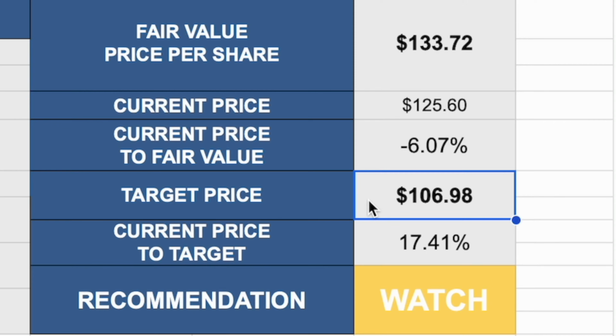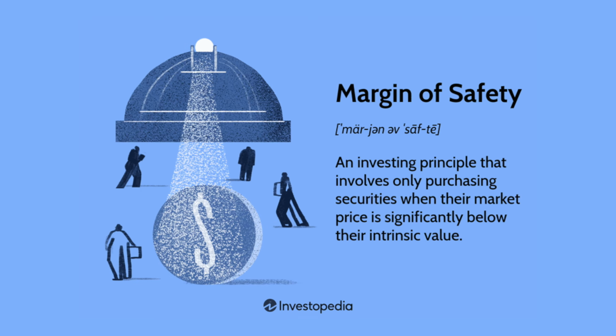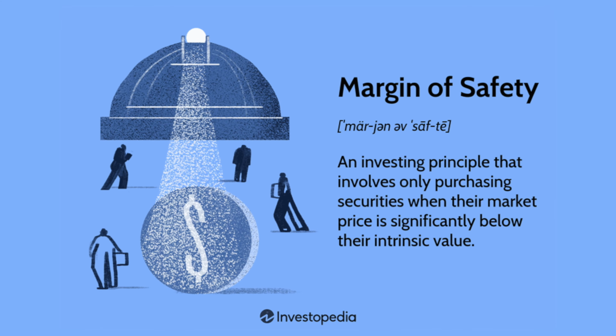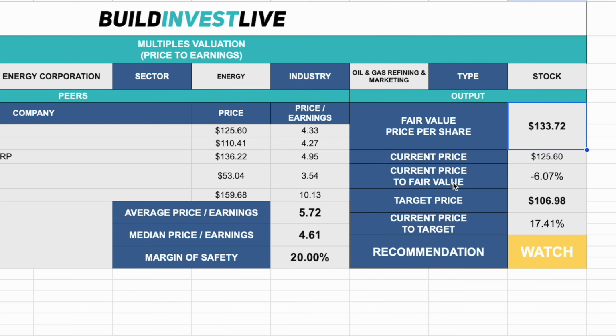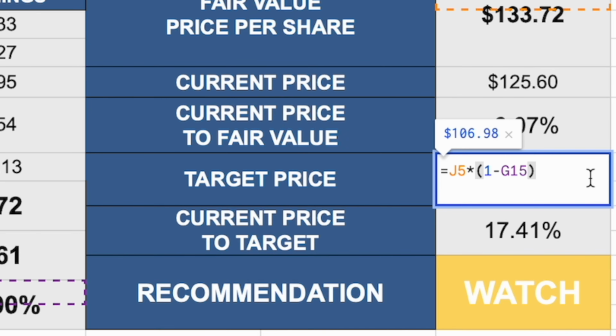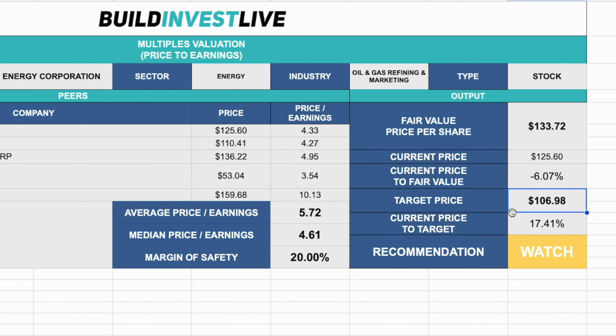If I say the fair value price per share is $133.72, I want to have a margin of safety on my investment, meaning I want to buy at a percentage lower than fair value so that I guarantee a good return. In my case, I always use a margin of safety of 20% as a guide. So when I take that 20% to the fair value price per share, I get $106.98, which is 80% of $133.72.